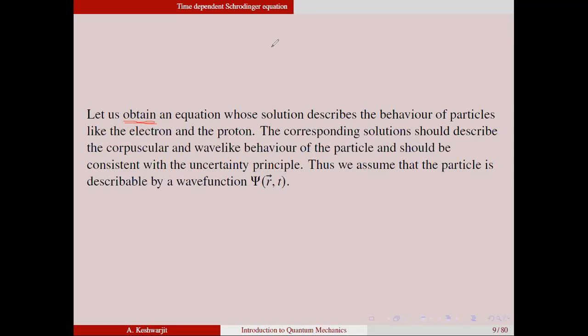Similarly, can you derive Newton's law of motion? F equal to ma. F equal to ma. Have you come across the derivation of Newton's second law of motion, F equal to ma?